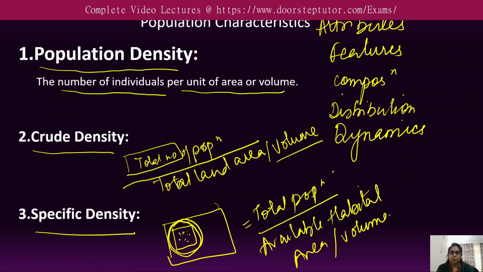Specific density provides us a more refined understanding of how densely a population is distributed in an area that is usually conducive to their survival. So this is the difference between the crude density and the specific density. The first characteristic of the population is the population density.